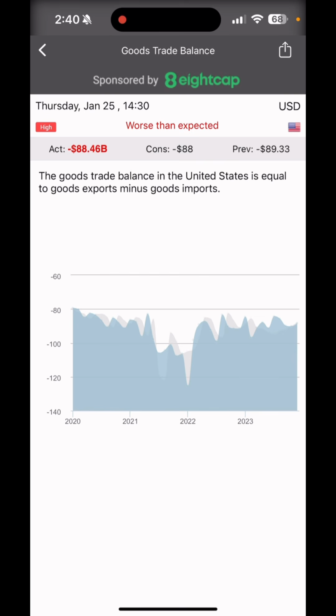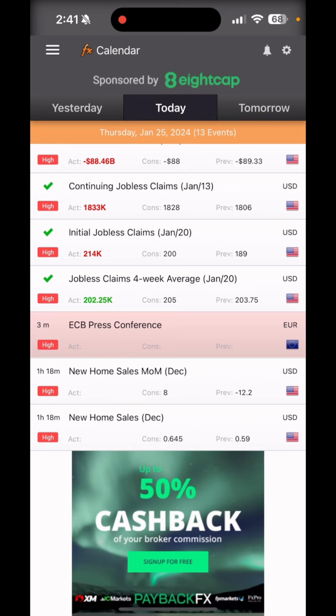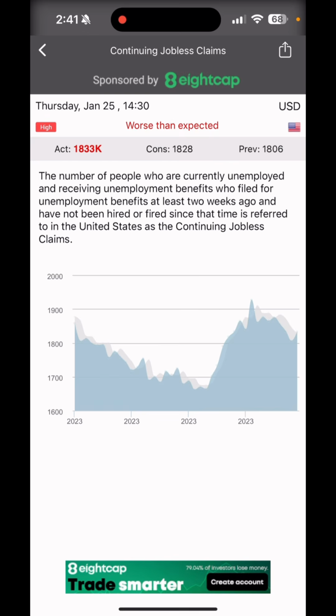The goods trade balance in the United States is equal to goods export minus goods import. Now the previous is $89. The forecast is 88. Do you understand? They expect it to just be 88. Now it's 88.46. So what you want to check here, because all these values may sound confusing to you, is what my SpiritFX book is saying, which is worse than expected. So most times I don't go and start looking at all this, I just look at, oh, it's worse than expected. We have another one, worse than expected.